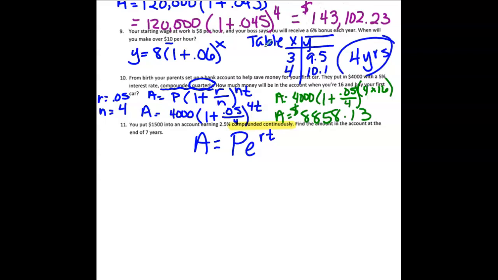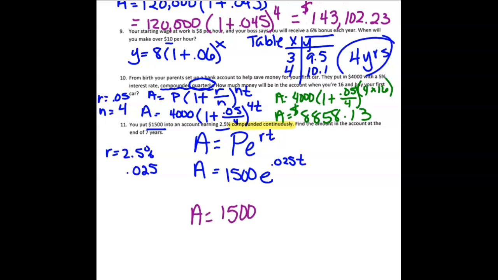So again, let's set up our model first. We have $1,500. That's my principal. And my rate that I'm getting for interest is 2.5%, which converted to a decimal would be 0.025. So I'm going to have e to the 0.025t. That's my generic model. And now I want to actually figure out how much I'll have after 7 years. So 1,500 e to the power 0.025 times 7.